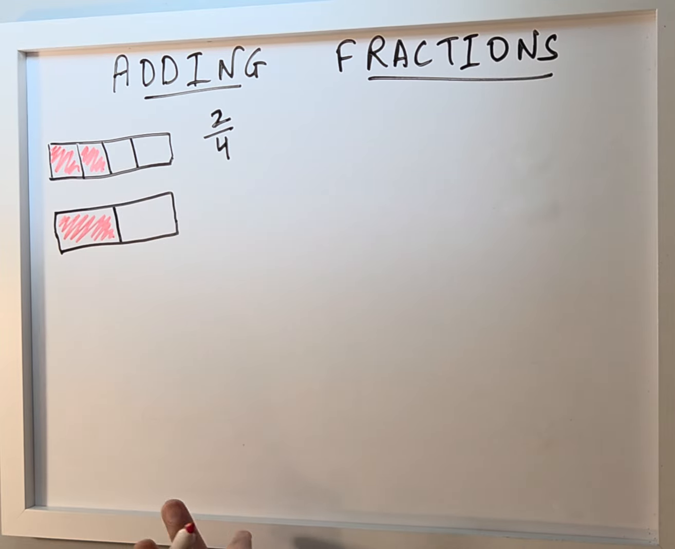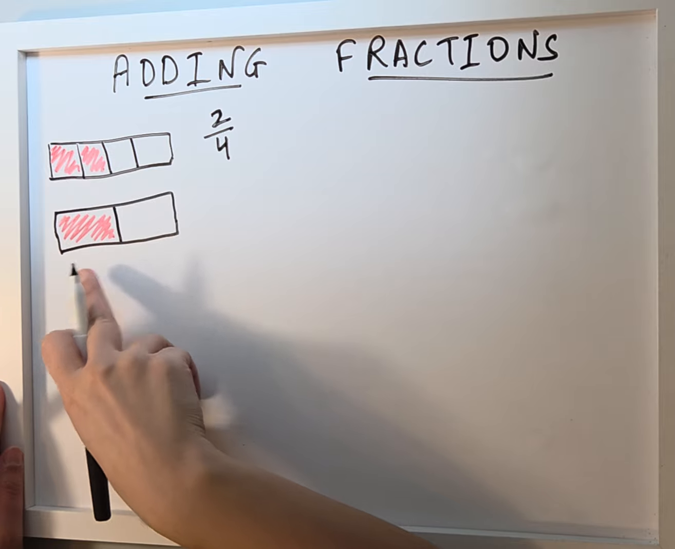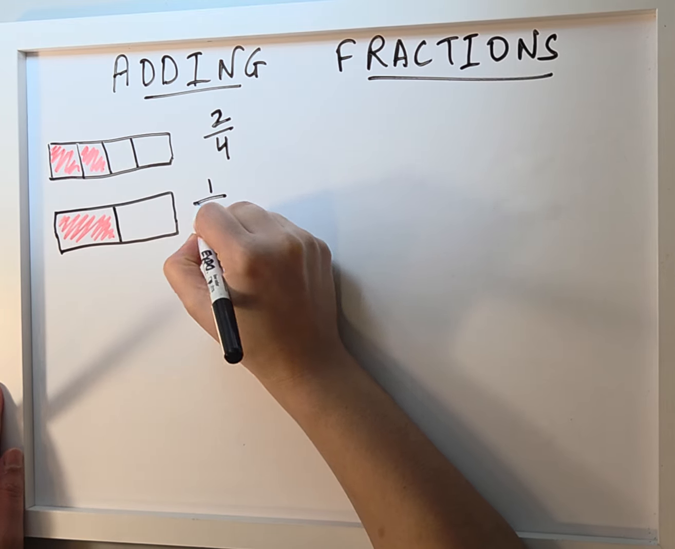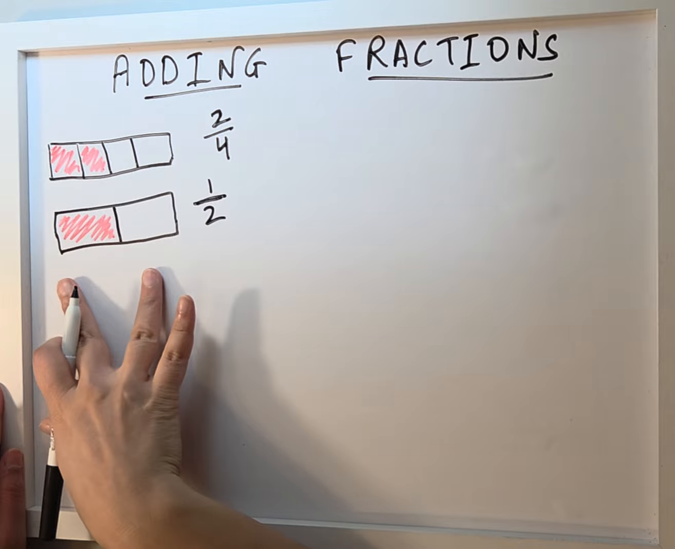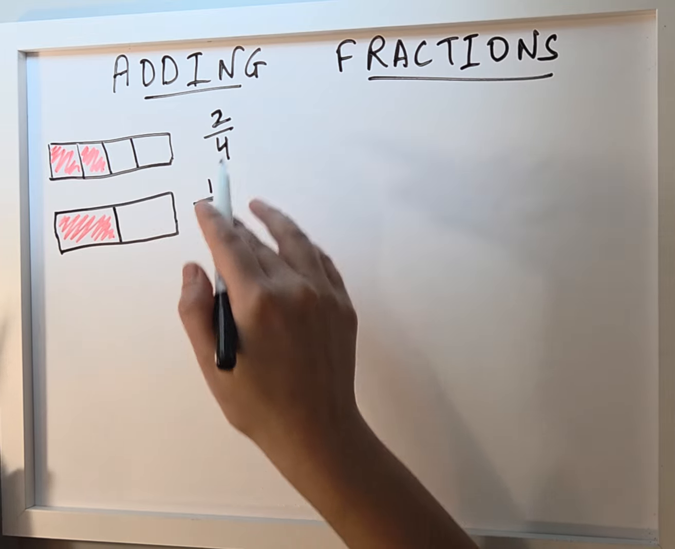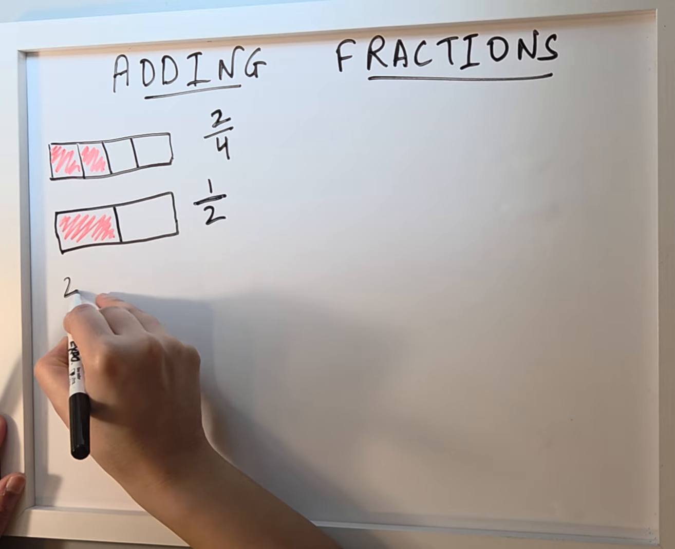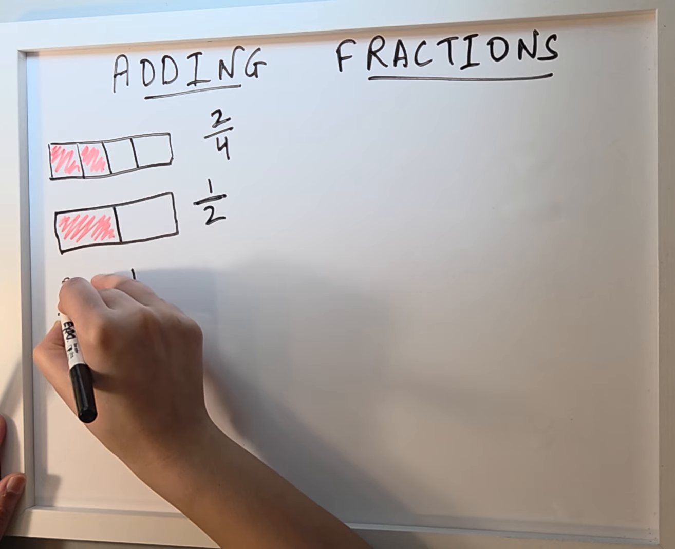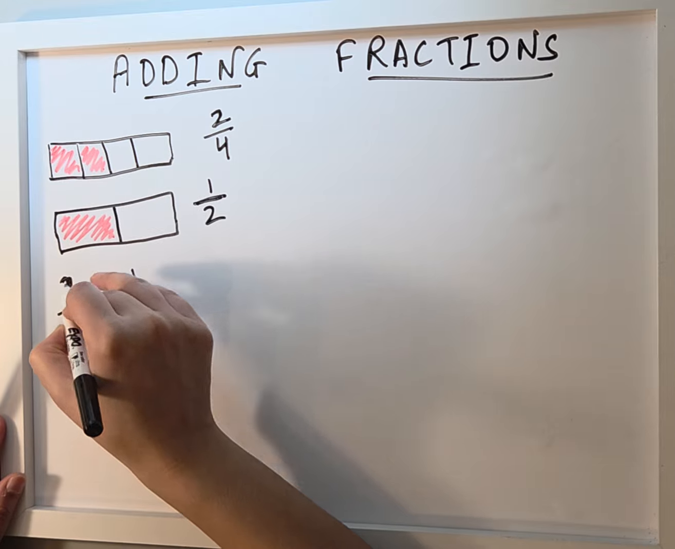Now suppose I divide this into two equal parts, and I just shade one portion, half of it. So how can we represent this as a fraction? We can say the red portion can be represented as one part out of the two equal parts. Now if we have to add both these fractions, we say 2 by 4 plus 1 by 2.